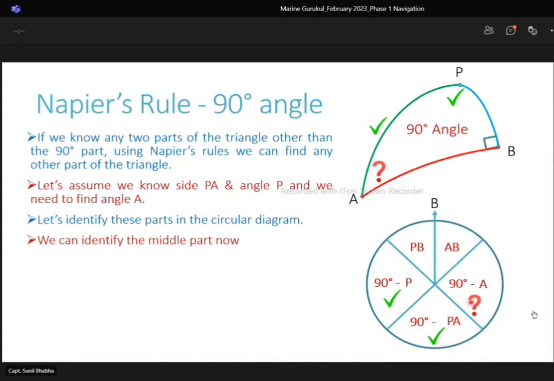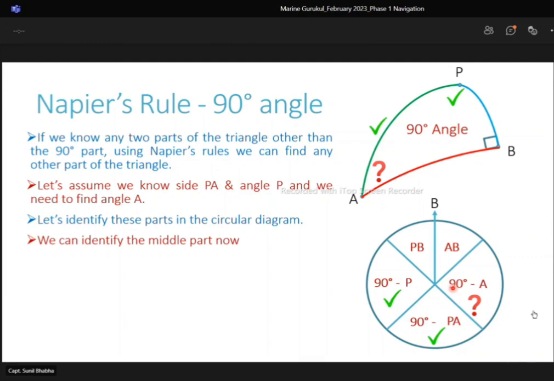So out of these three, let's assume that if somebody picks up 90 minus A as the middle part, then 90 minus BA having a adjacent side to it becomes the adjacent part and 90 minus B becomes the opposite part. So we cannot apply the Napier rule here. If somebody picks up 90 minus P as the middle part, then again you see 90 minus BA becomes adjacent to it and 90 minus A becomes opposite to it. So even now we cannot use the Napier rule.